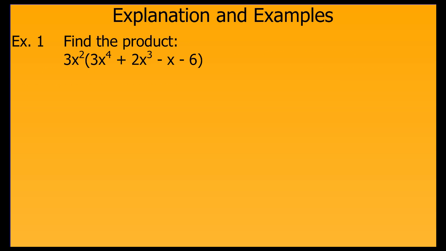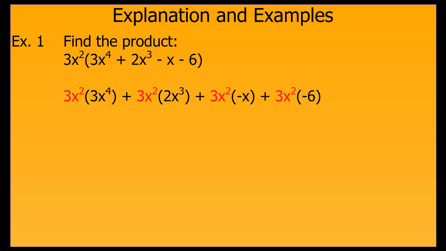We want to multiply these two polynomials together. Recall that a monomial is still a polynomial, so the 3x squared is considered both a monomial and a polynomial. We need to distribute the 3x squared through the entire parentheses, so we multiply it by the 3x to the fourth, the 2x to the third, the negative x, and the negative 6. You must multiply by each term in the second polynomial. We multiply the coefficients together, then multiply the variable parts together, remembering our rules for exponents.